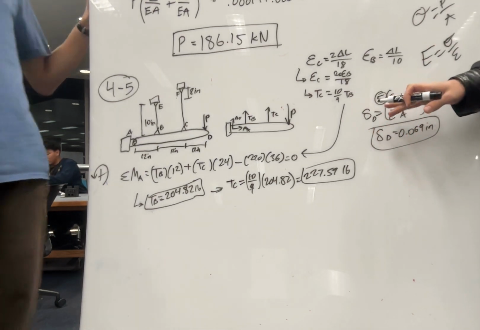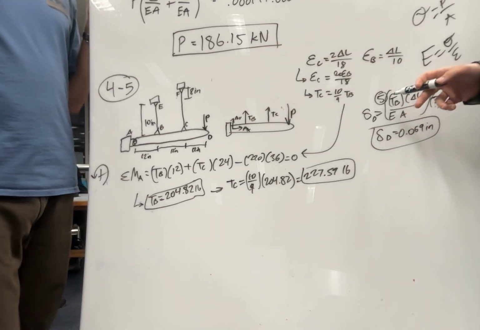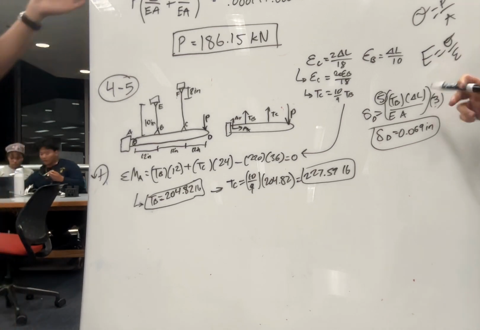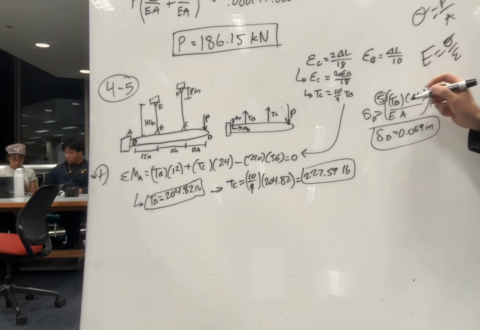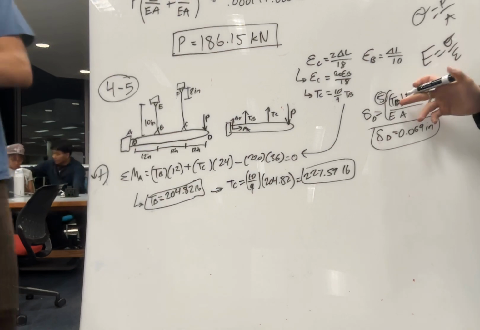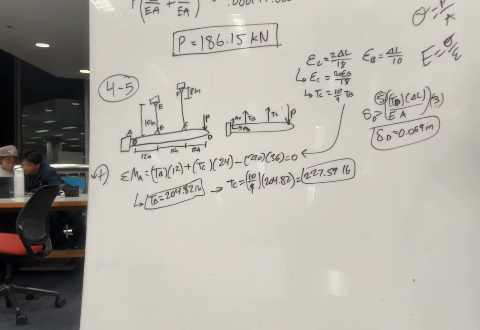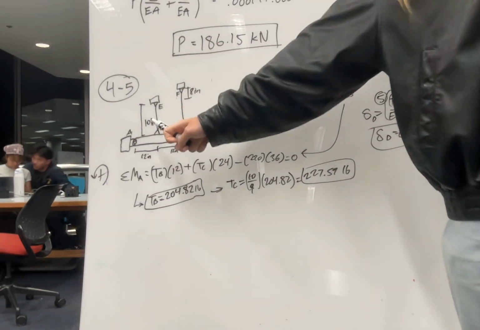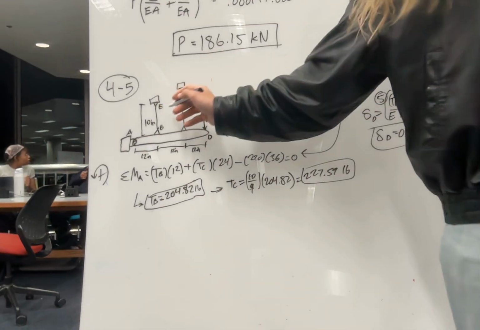Lowercase delta D is equal to. We're using our PL over AE equation. Remember, P isn't always P. We don't want to use this P. So we'll use tension TB, because D is where the point is, and we didn't solve for TD. TB times the change in length of right here, which is 10, over the given Young's modulus and area for this part, and this stuff's proportional, so we can just multiply this by 3. We don't have to do this like 3 times.